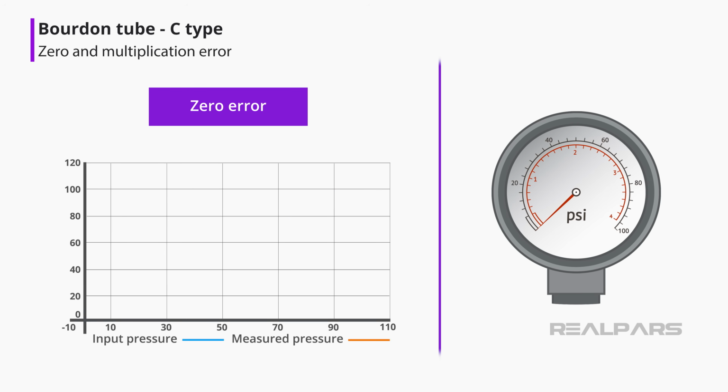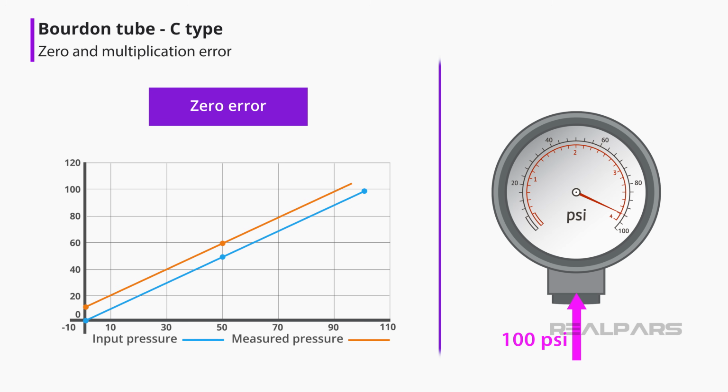We have a pressure gauge with a calibrated scale of 0 to 100 psi. We'll apply pressure and watch the readings to determine what type of error exists. With 0 psi in, the gauge indicates 10 psi. With 50 psi in, the gauge indicates 60 psi. With 100 psi in, the gauge indicates 110 psi. This pressure gauge has a zero error because it has a 10 psi error regardless of the input pressure.